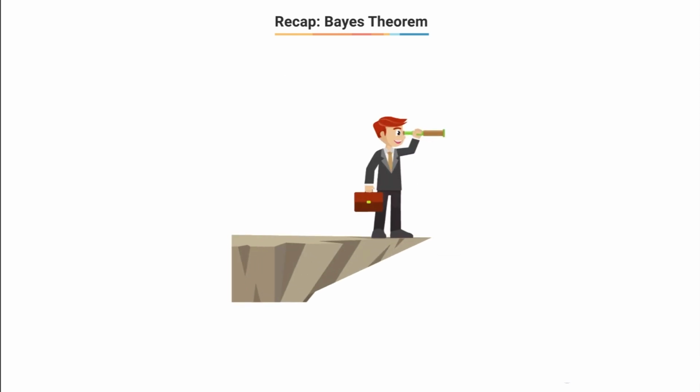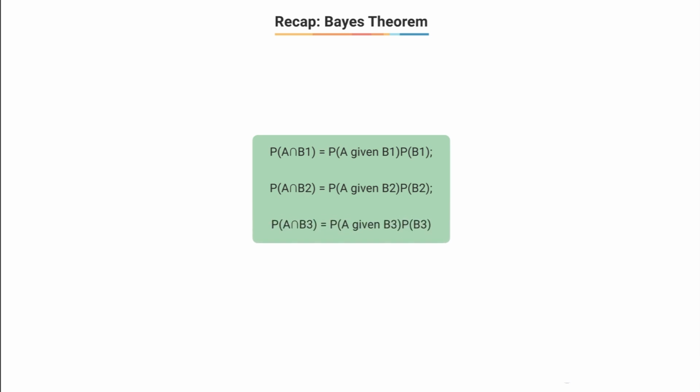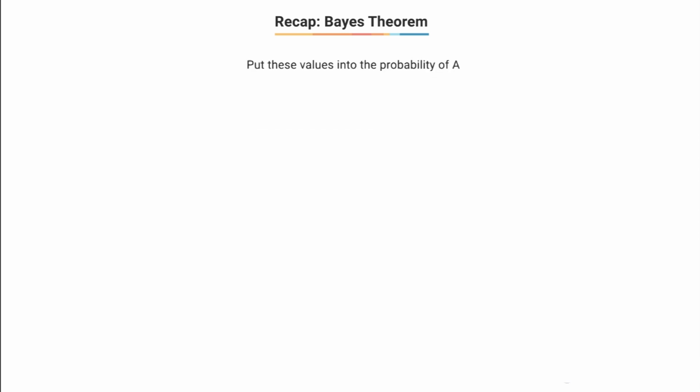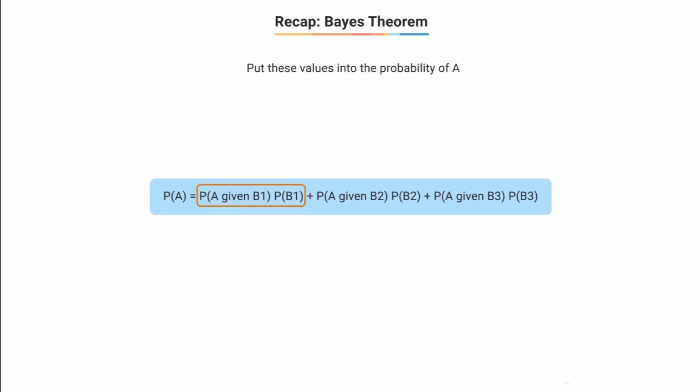And we have already seen how to write any of the joint probabilities in terms of their conditional probabilities. So we can write probability of A intersection B1 equal to probability of A given B1 into probability of B1, probability of A intersection B2 equal to probability of A given B2 into probability of B2, probability of A intersection B3 equal to probability of A given B3 into probability of B3. Hence, substituting these values back into probability of A, we get probability of A equal to probability of A given B1 into probability of B1 plus probability of A given B2 into probability of B2 plus probability of A given B3 into probability of B3.